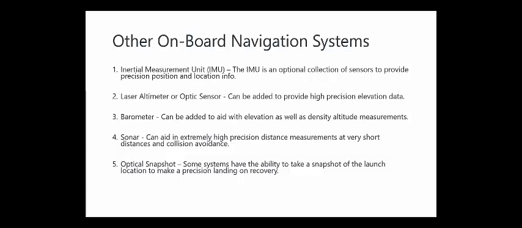Barometers can also be added to UAVs to get very precise or redundant measurements of elevation. Sonar systems are popular today, especially within DJI aircraft, for collision avoidance and for aid in precision landing. And finally, the optical snapshot. Some UAS come with the capability of taking a snapshot at the time of launch and then using that visual information for a precision guided landing during recovery.